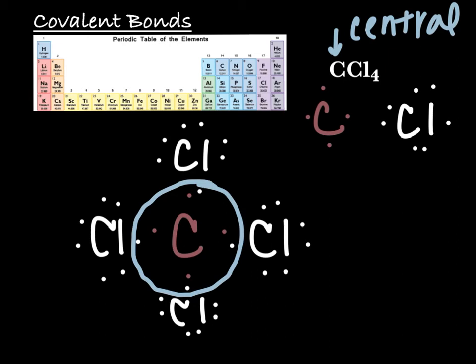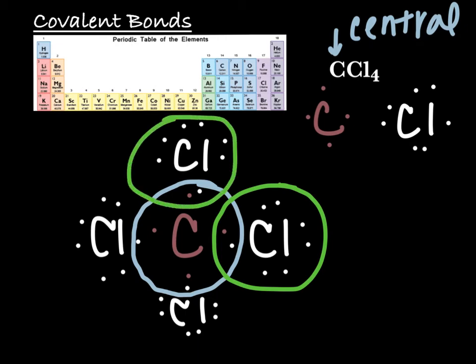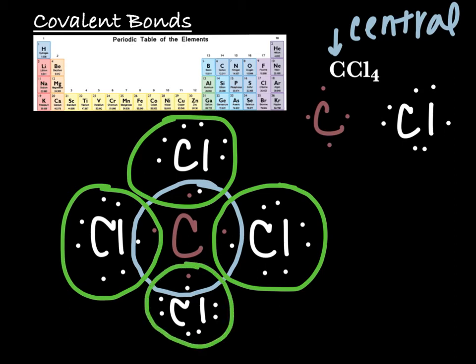So if I count all the electrons in that blue circle, I have 2, 4, 6, 8. So we're good. And then for chlorine, I'm going to change the color a little bit. So make it green. So in the green circle, 2, 4, 6, 8. Very good. Same thing here, here, and down here. Okay, 2, 4, 6, 8. So everybody's happy.